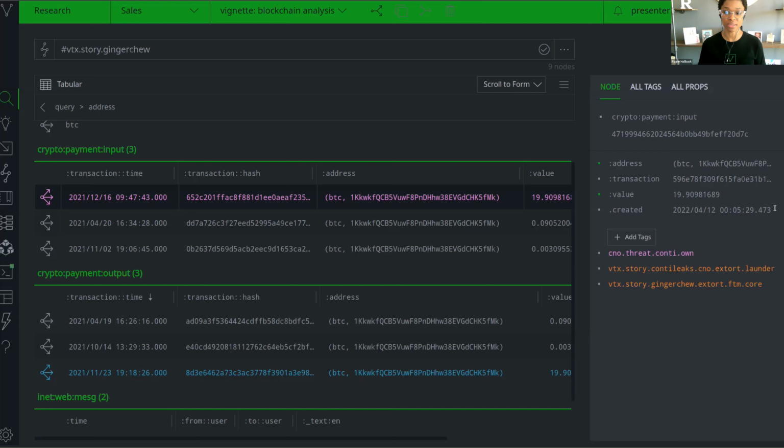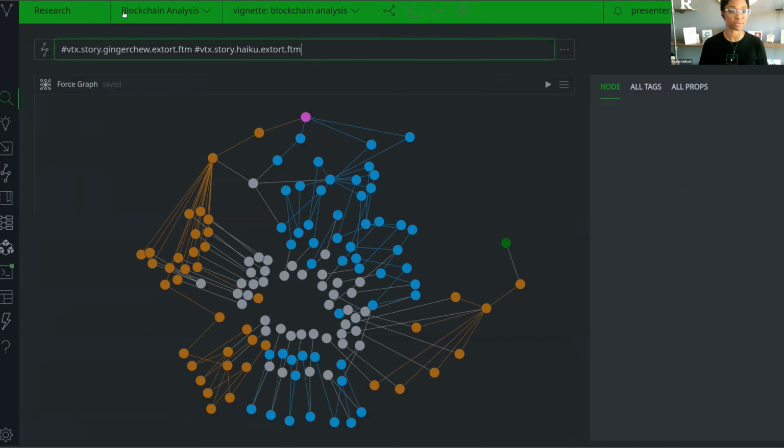So to show you what that looks like, I'm going to switch to another view. Right now I'm in my tabular view. I'm going to switch to force graph view, and also I just switched to another workspace. And when I run this query, what I have is me pulling up all of the indicators that are tagged with Ginger Chew that were associated with extortion, follow the money activity.